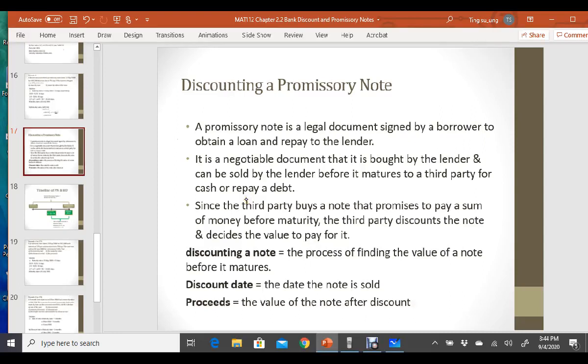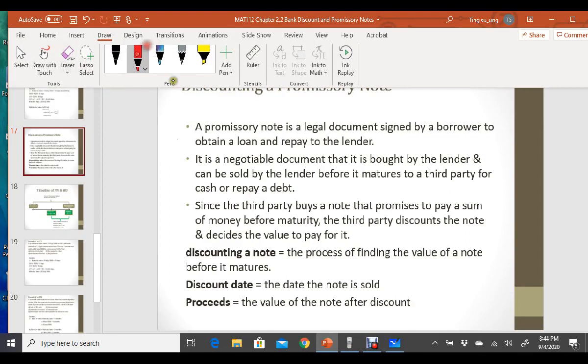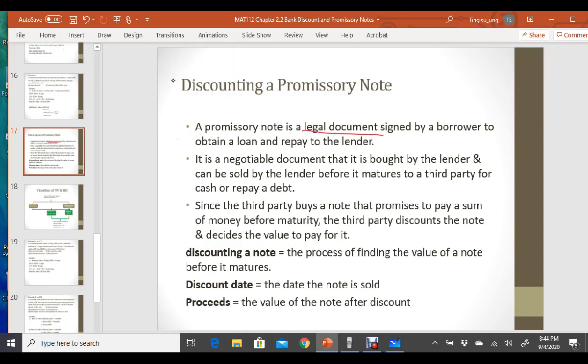Discounting a promissory note. A promissory note is a legal document signed by a borrower to obtain a loan and repay the lender. It is a negotiable document that is bought by the lender, and at the same time it can be sold by the lender before it matures to a third party for cash or a repayment of the debt.